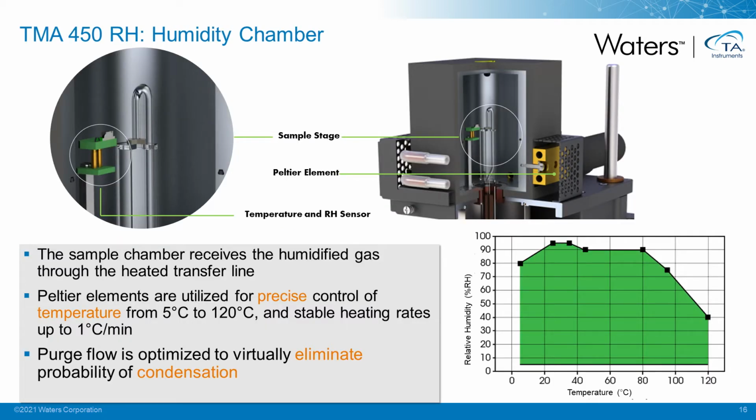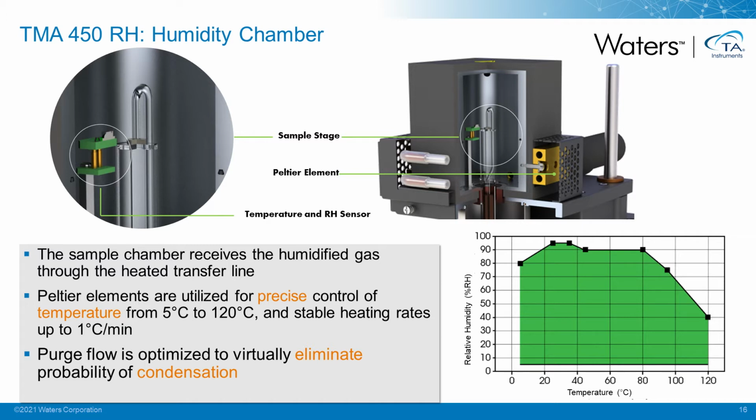Looking at the 450 RH, so again, this is a dedicated instrument. This is not an accessory. This instrument has been built and dedicated to looking at relative humidity. So the humidified gas comes from the accessory through the rear of the chamber. You can see a cutaway view looking at the interior, you can see the quartz rod there down on top of the sample, which is held onto the quartz stage. Temperature and RH sensor mounted very close to it.